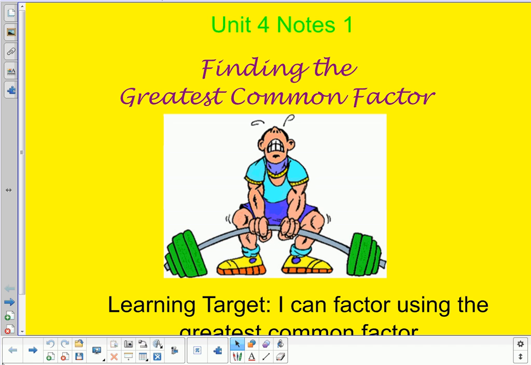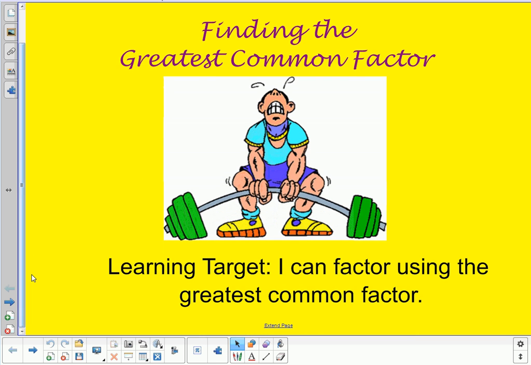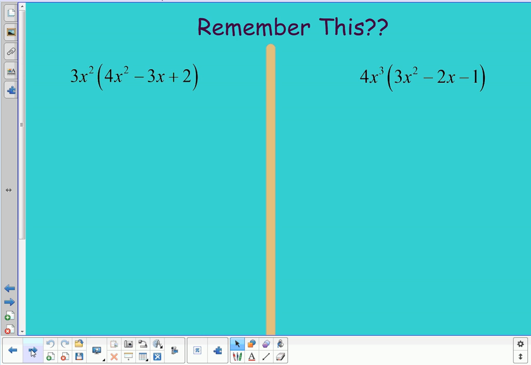Today we're talking about how we find a greatest common factor. Now greatest common factor is probably something we've heard of before, but today we're going to be talking about how we look at the greatest common factor and take it out of a polynomial instead of just a number. So, let's do a little review and talk about multiplying polynomials together.